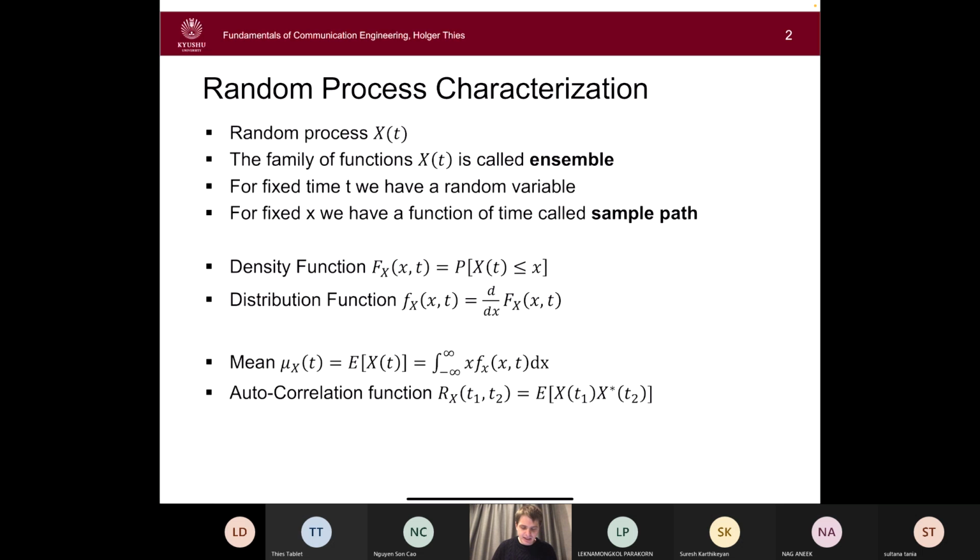Okay. And then we have seen some results about random processes. So we had some definitions. We said the family of all the possible functions that this random process can take is called the ensemble. Then we have seen if we fix some time, and then look at all the realizations at this fixed time, we get a random variable. And if instead of time, we fix some function, we get a sample path.